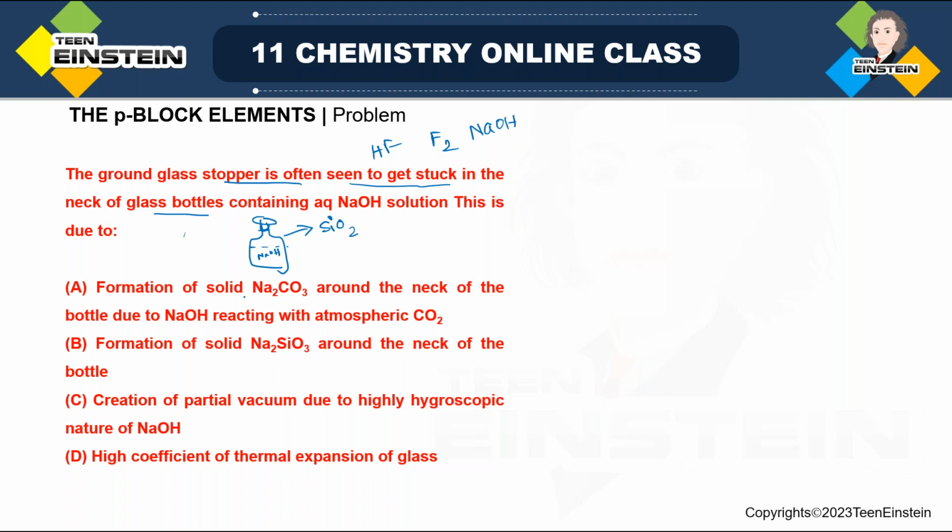If you look at the options, the first one says formation of solid sodium carbonate around the neck, because atmospheric carbon dioxide is reacting with NaOH kept in the bottle. But that is not the actual reason. The actual reason is formation of Na2SiO3, because in the glass there is silica, and this silica reacts with NaOH, and that is why there is formation of sodium silicate around the neck of the bottle. Creation of partial vacuum due to highly hygroscopic nature of NaOH is also not the correct reason. High coefficient of thermal expansion of glass is also not the correct reason. So option B is the correct option.